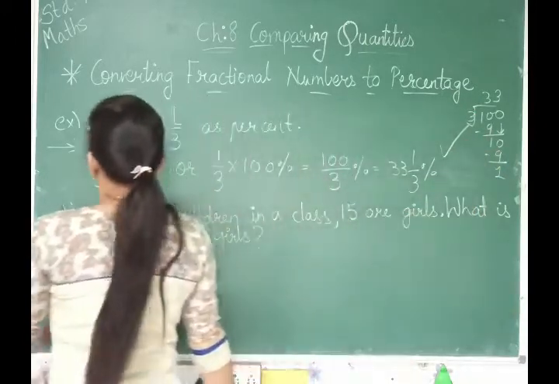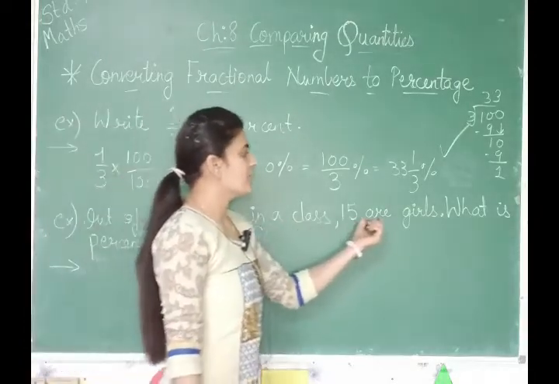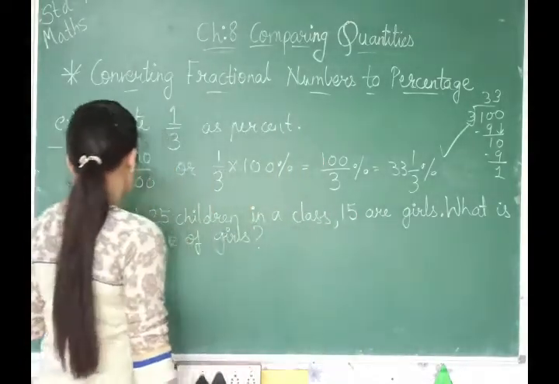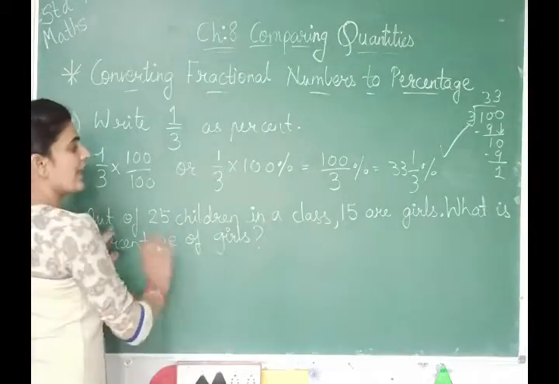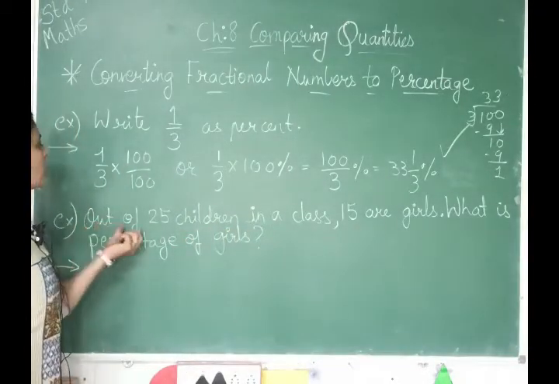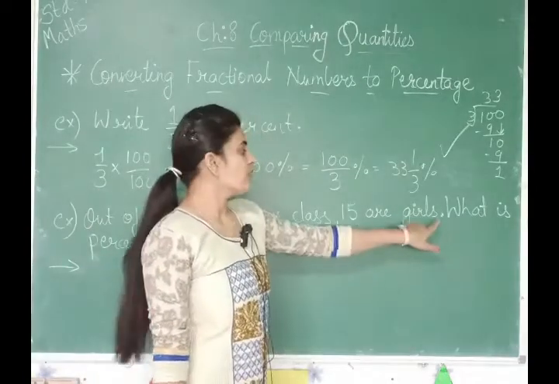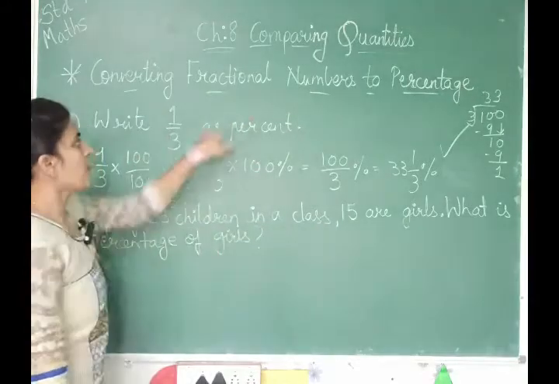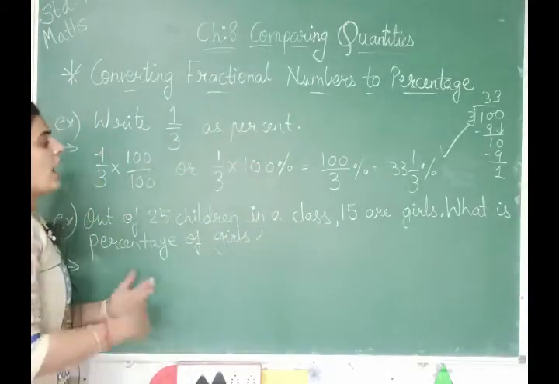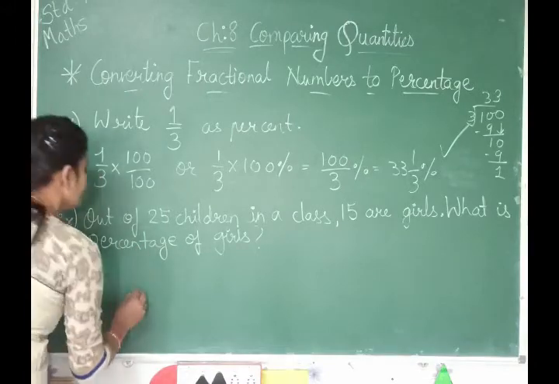Now next example is, out of 25 children in a class, 15 are girls. What is percentage of girls? Now here directly fraction is not given to you, but something is given that out of 25 children in a class, 15 are girls. If we want to write down this in the form of fraction, what we will write down? Out of how many? 25, means 25 will be our denominator.